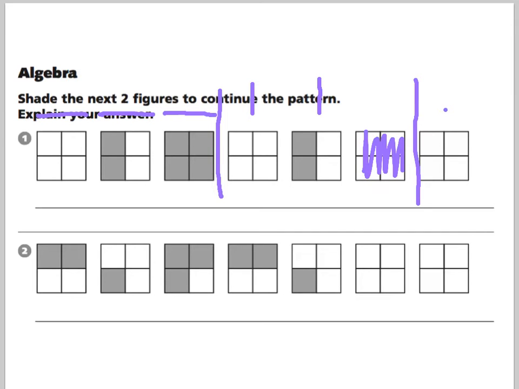Looking down at number 2, you're going to do the same thing. You start at the first one and you know the top 2 are shaded. Then you have the bottom left. Then you have the top 2 and the bottom left. And then it starts over again. You have the top 2, you have the bottom left, and then I know, since it's starting over again, that I have the top and the bottom left. And then once again, it's going to start from the very beginning of the pattern, and I have just the top shaded. Again, to explain yourself, you can note that the pattern repeats itself every 3 boxes.